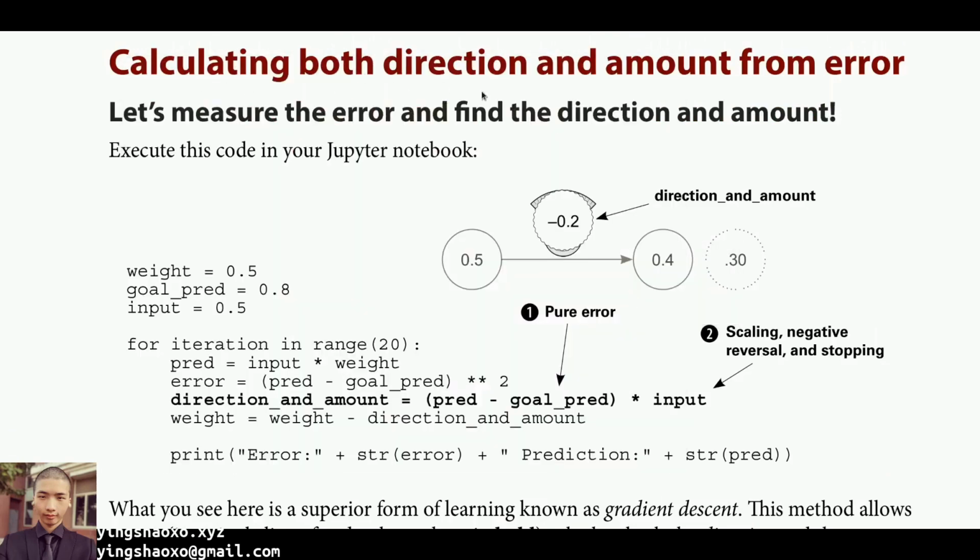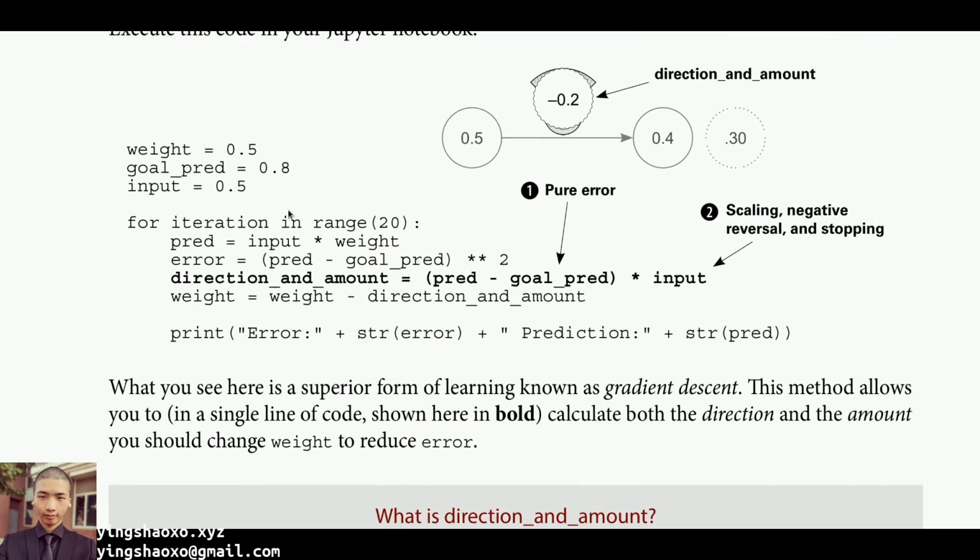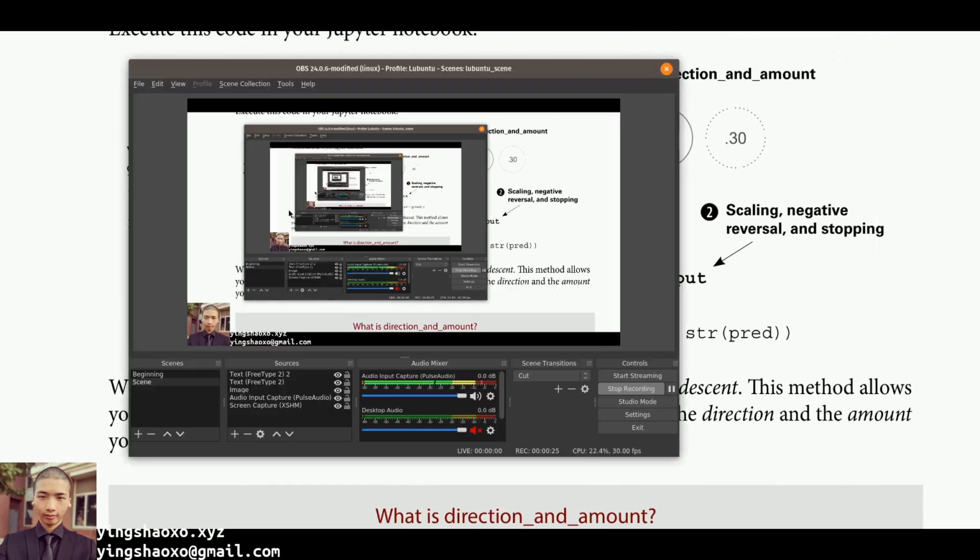Calculating both direction and amount from error. Let's measure the error and find the direction and amount. Execute the code in your Jupyter notebook. I already did that in my Jupyter notebook.